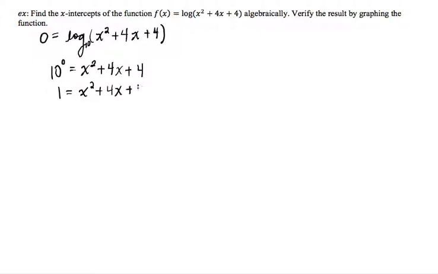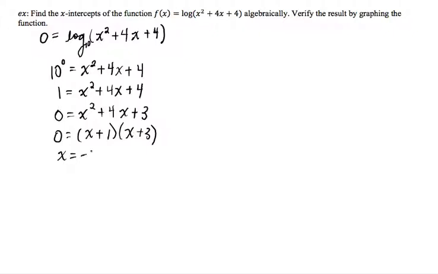So this is actually a quadratic equation. So I'm going to move the 1 to the right to get it equal to 0. And let's see if we can factor this. x plus 1 times x plus 3 works. So we get x equals -1 or -3 as the x-intercepts.